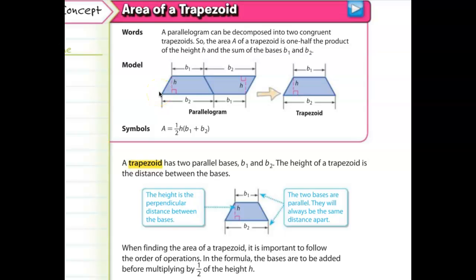Open up your books to page 752. We are doing Chapter 9, Lesson 8, focusing on the area of trapezoids today.